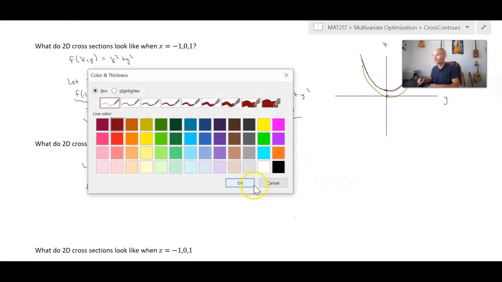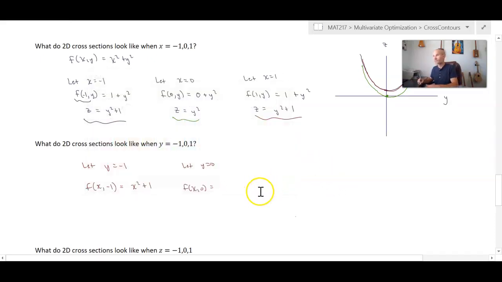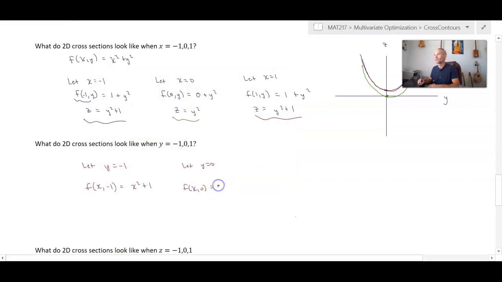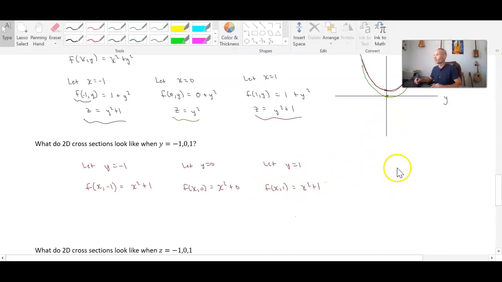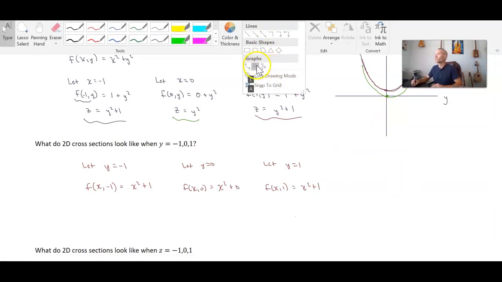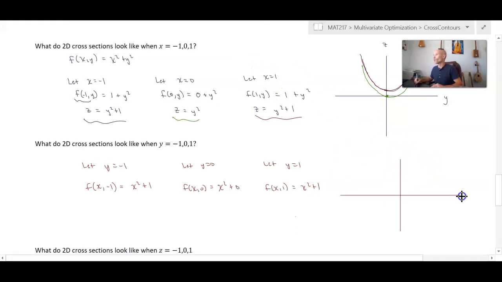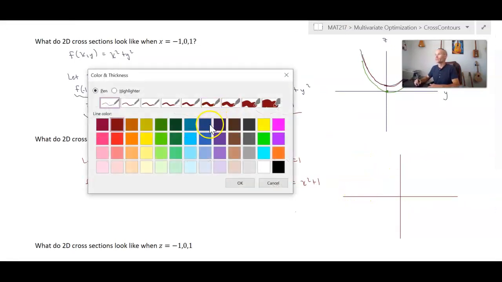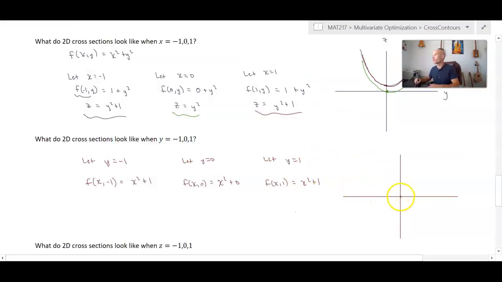X squared is equal to x squared plus 0. And when y equals 1, we get f of x1 equals x squared plus 1. Now it's going to produce the same graph as we had up here. Again, because of the symmetry, whether you hold x constant or y constant, you're still going to get these three separate curves. So I'll just kind of quickly sketch them here.